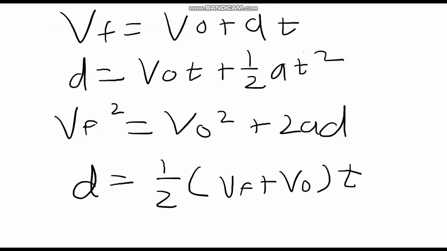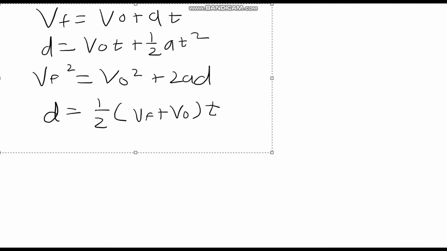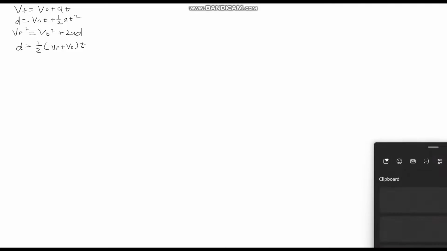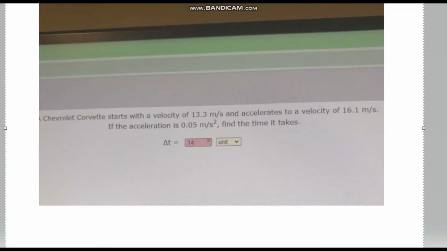You can pause the video and write this down if you want. But yeah, I've had it here. I'm going to start with the first problem right now. I'll make this super small in the corner. Here is the first problem.